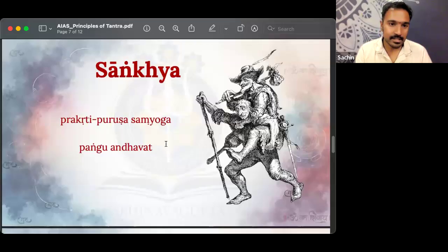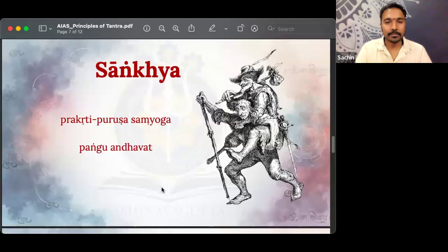Purusha doesn't mean that it's male. Every living being is a Purusha. And Sankhya is going to make you understand that Purusha is separate from Prakriti. So Sankhya gives a beautiful example to make you understand this. Pangu Andhavat. Pangu Andhavat is a term used by Sankhya to make you understand that Purusha is separate from Prakriti.